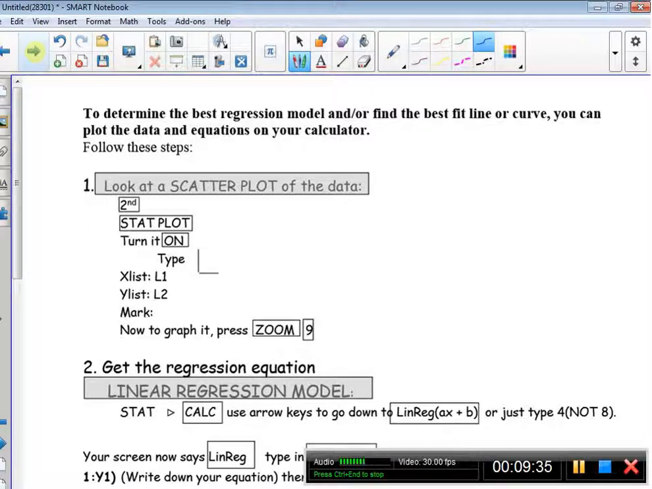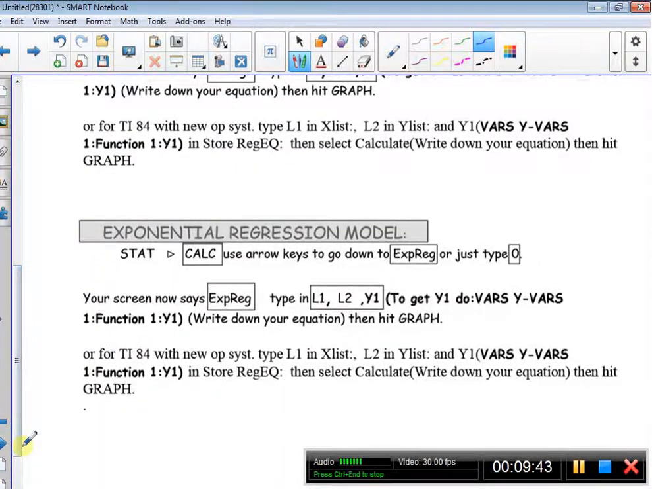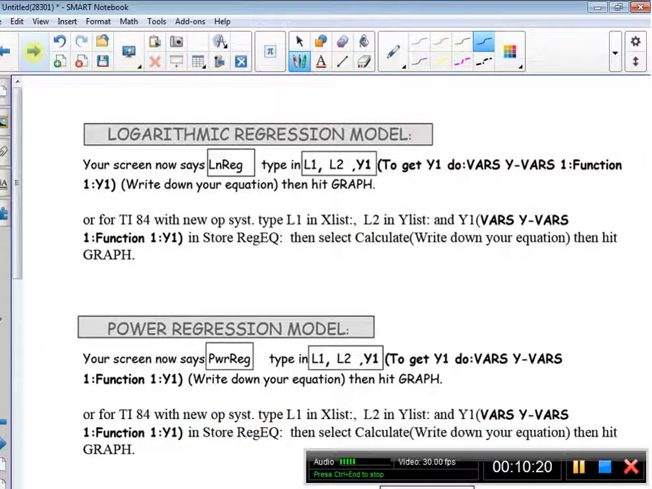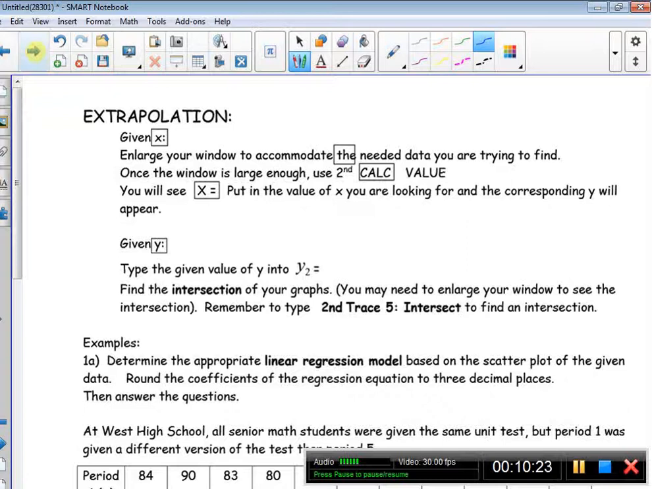So let's take a look at, again, graphing these and getting the best fit line. There's a bunch of different ones. There's linear, and there's exponential. And I've got two different sets of steps, for the old operating system and the new operating system. So here's for the new operating system. You're going to do L1 in X list, L2 in Y list, and this is the new thing: we're going to do Y1 from vars, function, so we can store the regression equation. So it basically says that on all of them. Go to the next page, and you've got logarithmic and power. Those are for you to refer back to.